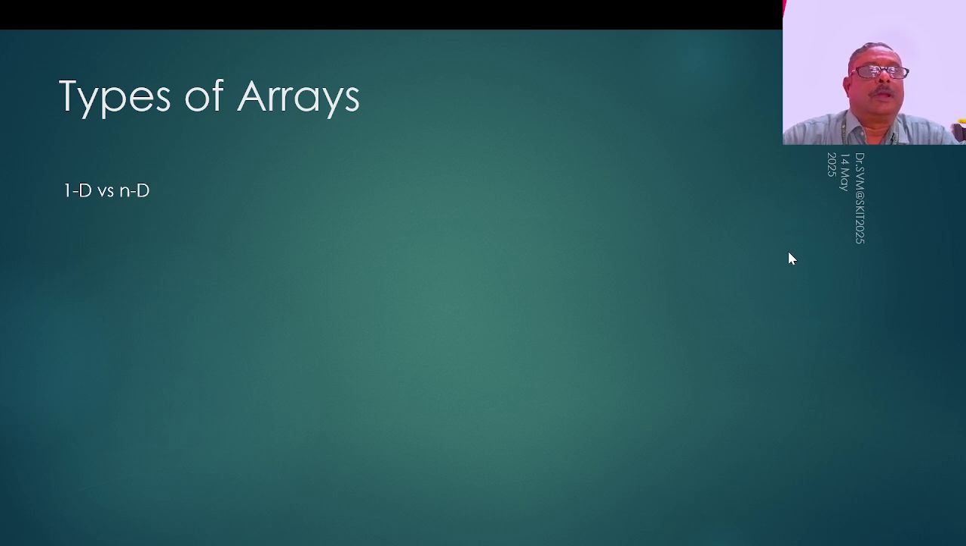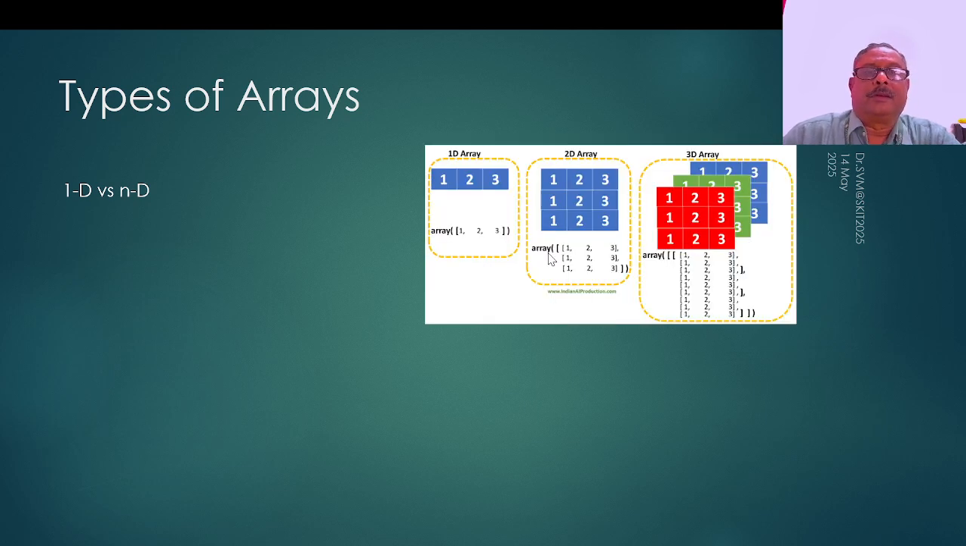So the array, in the simplest way, can be a one-dimensional array, or it can be of any higher dimension. So in general, we can call it n-dimensional. It can be one-dimensional, two-dimensional, three-dimensional, and so on, depending on the type of the data we are dealing with and the size of the data we are dealing with. So that's a pictorial representation.